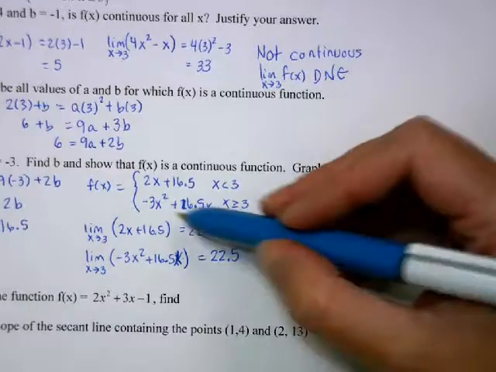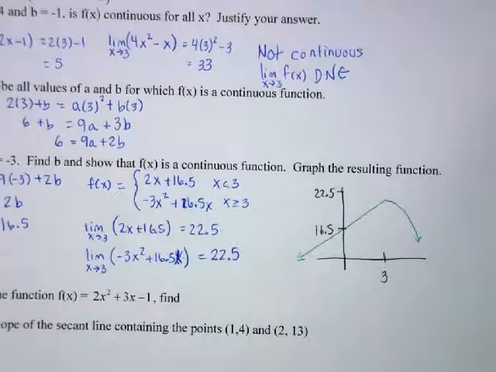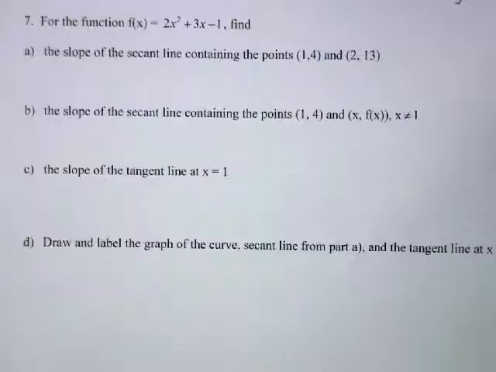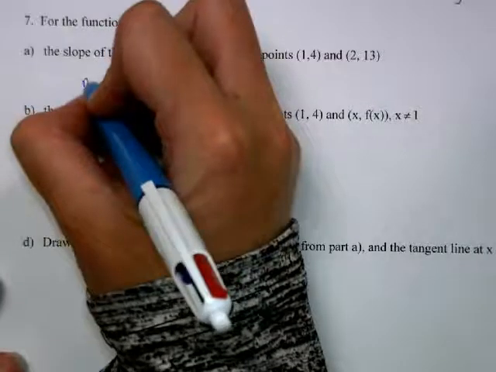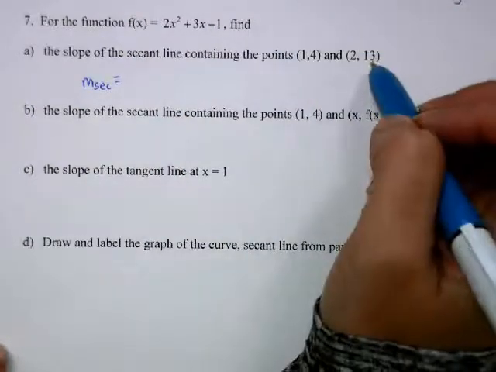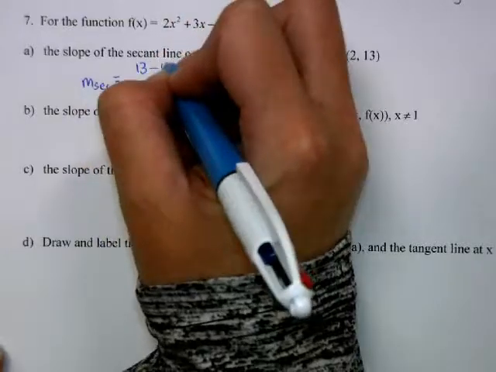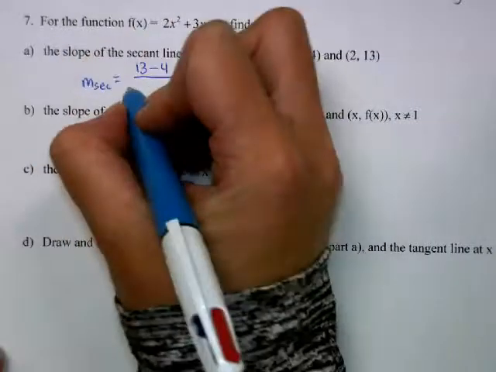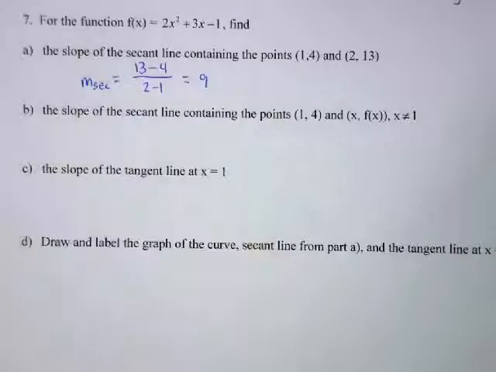Our last question is getting us ready for our next unit. So we have this equation. The slope of the secant line is just y2 minus y1 over x2 minus x1. So 13 minus 4 over 2 minus 1. So that's going to be 9 over 1, or just 9. The slope of the secant line, okay, we're going to take the 13 and the 2 and replace it with f of x and x.